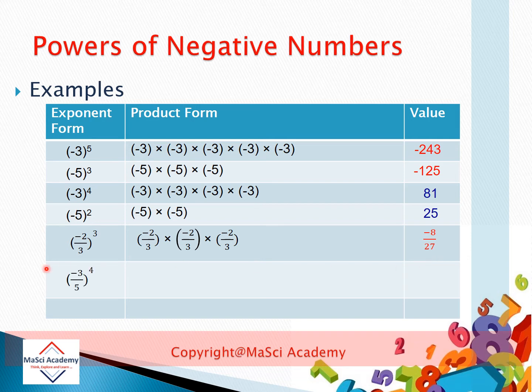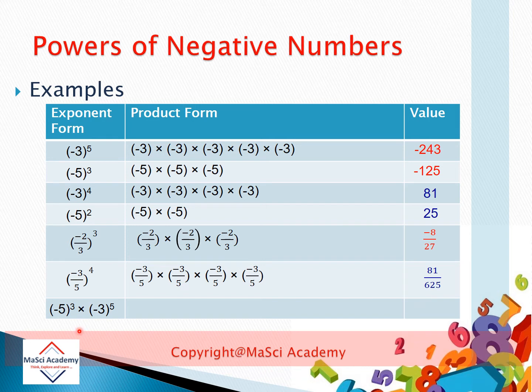The next one is minus 3 upon 5 whole to the power 4. Again in the product form it is written as minus 3 upon 5 multiplied by itself 4 times. On multiplying the numerators we get plus 81, and on multiplying the denominators we get 625.